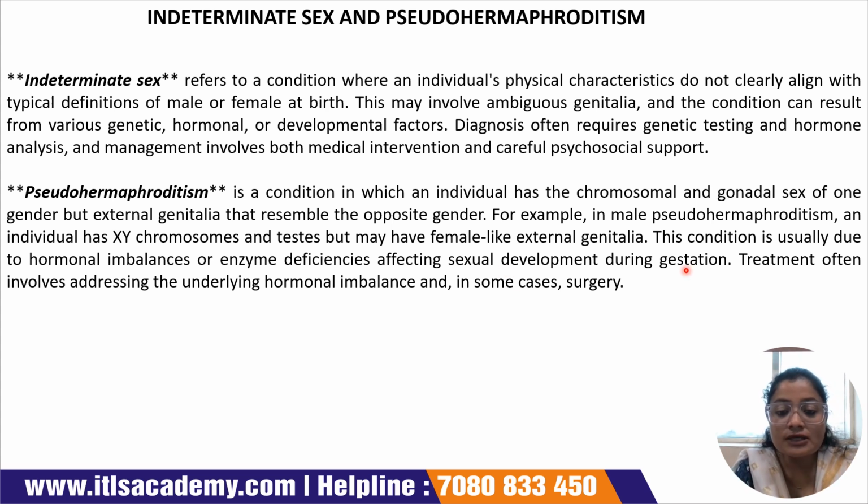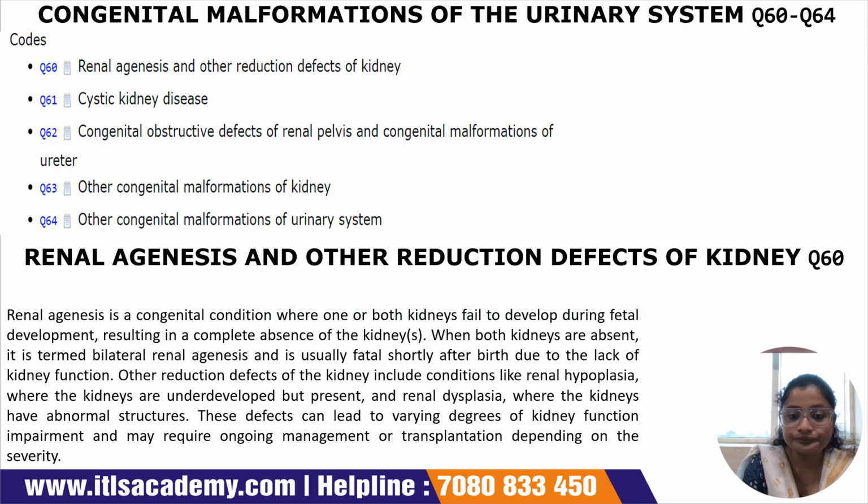Okay, so for example, in male pseudohermaphroditism, an individual has XY chromosomes and testes but may have female-like external genitalia. This condition is usually due to hormonal imbalances or enzyme deficiencies affecting sexual development during gestation. Treatment often involves addressing the underlying hormonal imbalance and in some cases surgery.